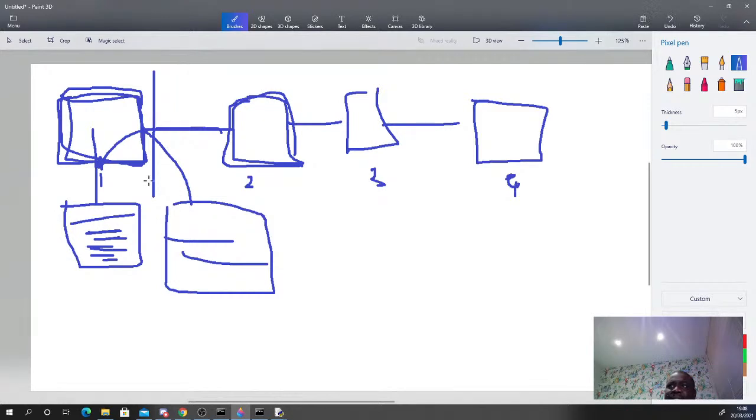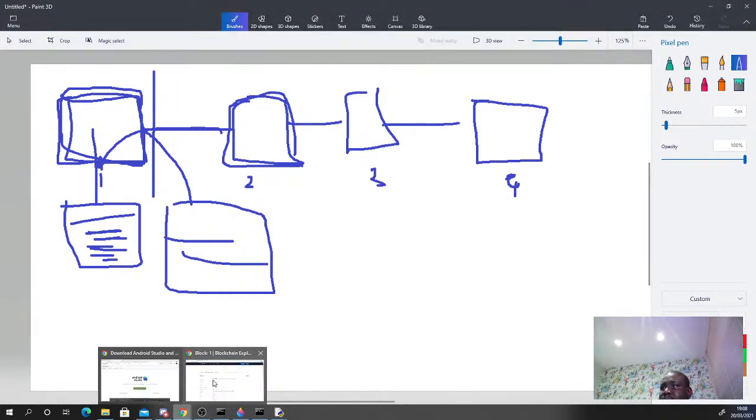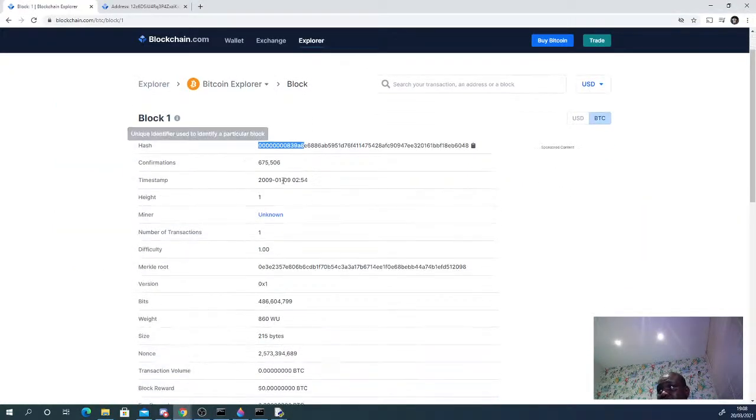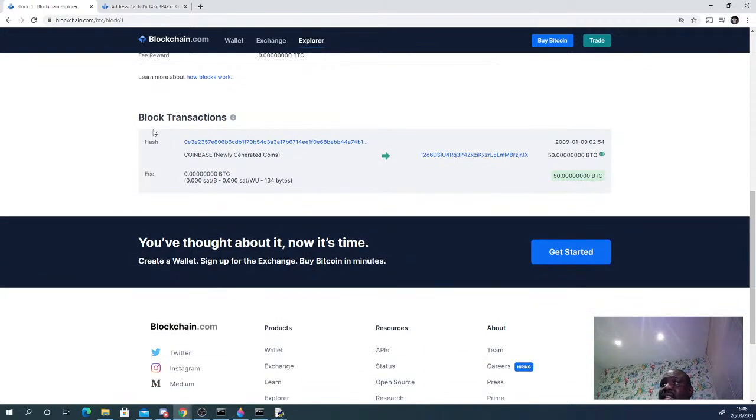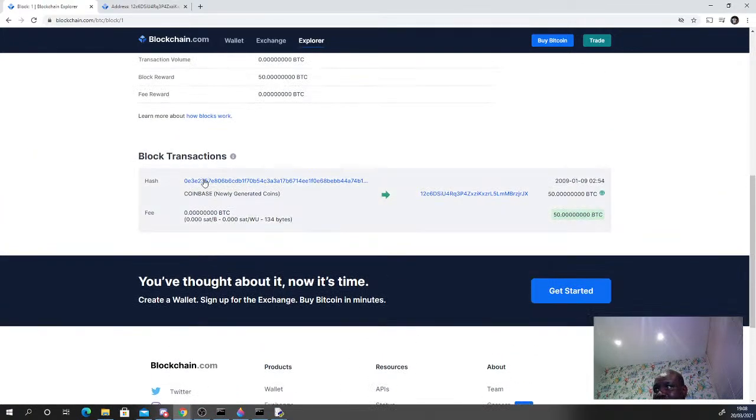Let's use Bitcoin, because it's the first and main application of blockchain. To create a block, you have to find this hash value. When you find this hash value, the content of the block is fixed. If you look inside the block here, you can see the transactions.